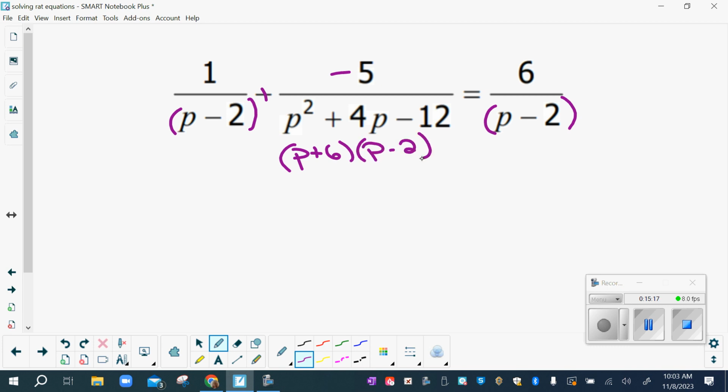So my magical number, the thing that would get rid of everyone, I have to have a p minus 2 and a p plus 6. I need both to go to each guy, because it's got to be one magical number. And in this case, my magical number, or common multiple, is p plus 6, p minus 2. I give them to him.